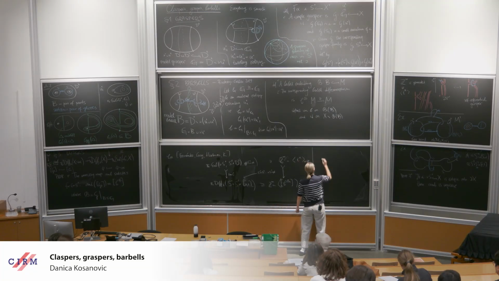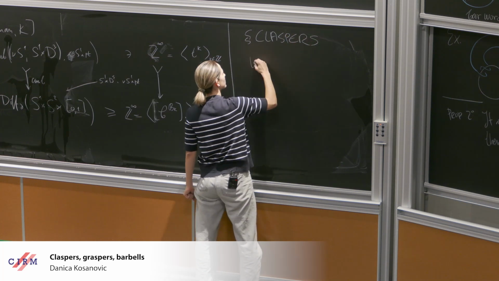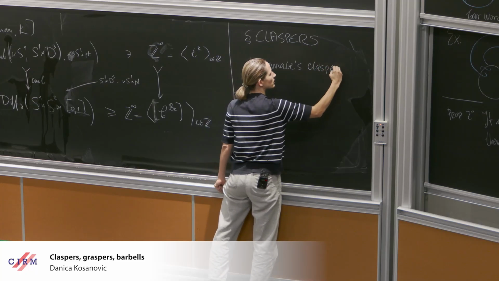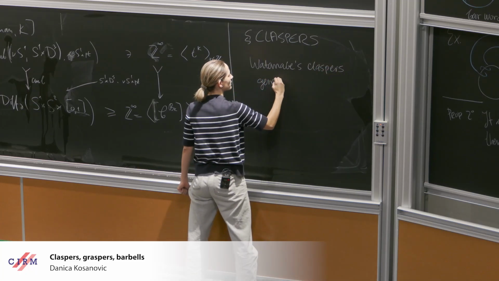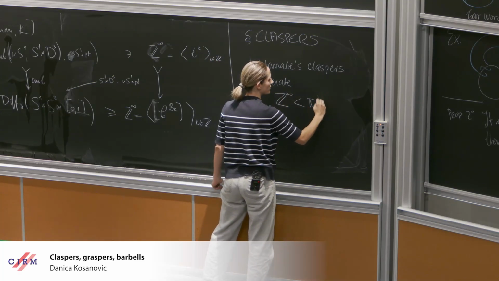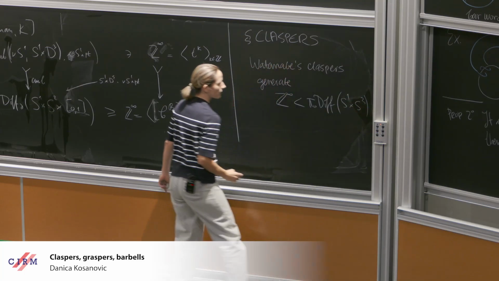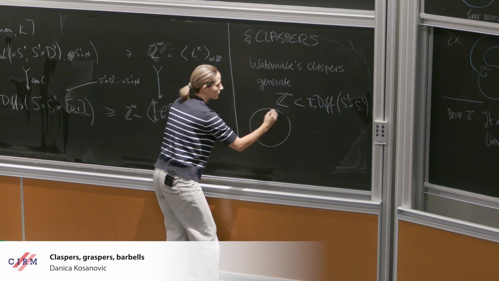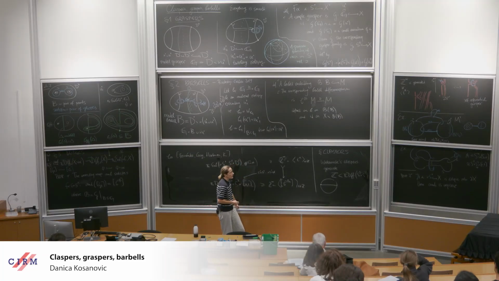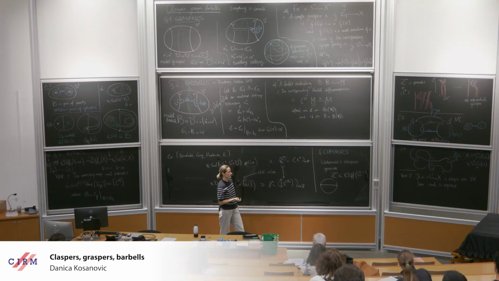Watanabe's claspers, for example, generate a Z infinity inside of pi 0 of diffeomorphisms of S1 cross S3. And they are all given by constructions involving this graph. But also Budney-Gabai used barbells like there to construct diffeomorphisms of S1 cross S3.